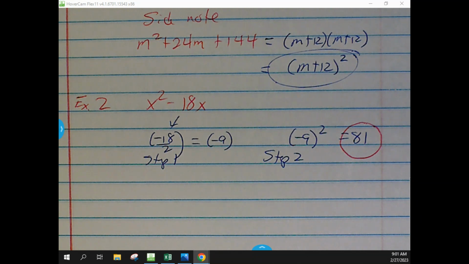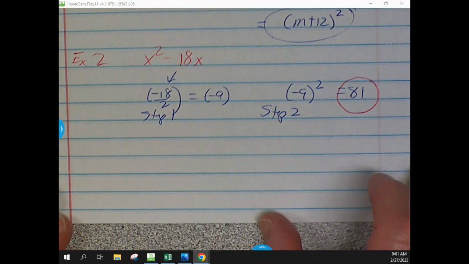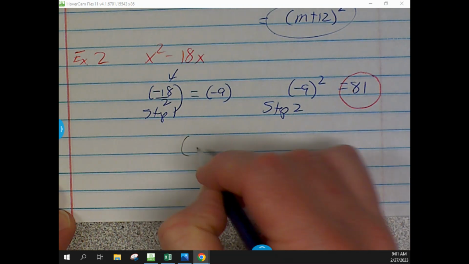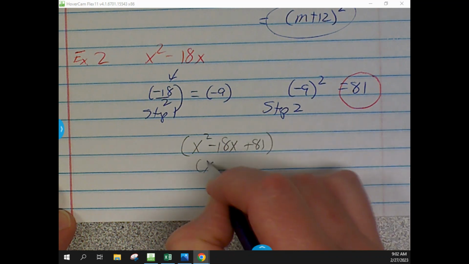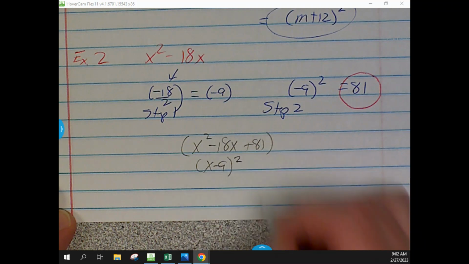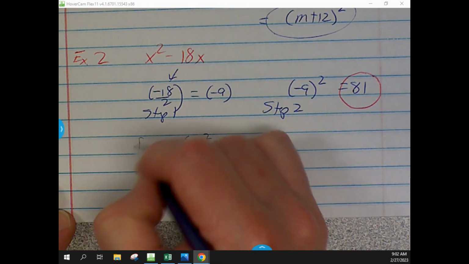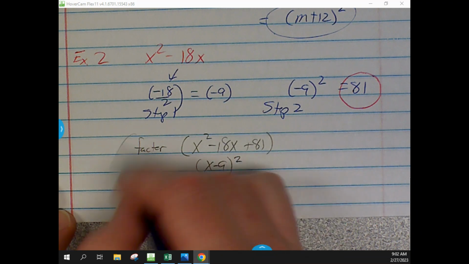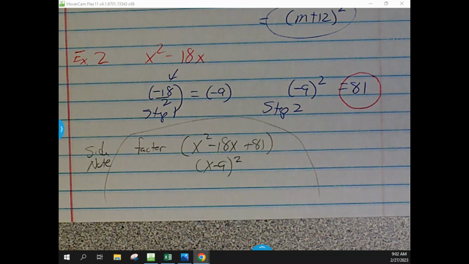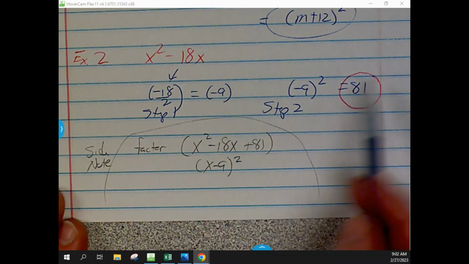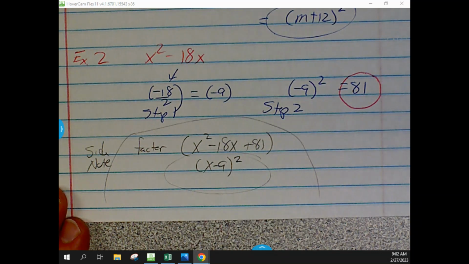Okay, and again, the whole purpose of them having you find out what this c term is, is that if you factor this thing, then it would be x minus 9 and x minus 9, or x minus 9 squared. Okay, again, that's more like a side note that we don't have to worry about for this problem. But in a minute, when they ask you to solve by completing the square, that's kind of what we're going to do. That's why they call it completing the square, is that when you get finished with it, you've got a squared factored expression.